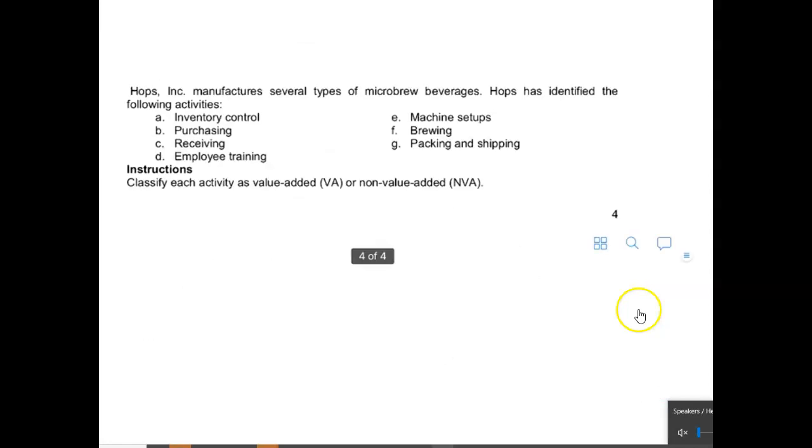Hops Inc. manufactures several types of microbrew beverages. Hops have identified the following activities. Indicate whether they're value-added or non-value-added. Inventory control, that would be non-value-added. Purchasing, non-value-added. Receiving, non-value-added. Training, yes, that would be value-added. Machine setups, non-value-added. Brewing, definitely value-added. Packaging and shipping, value-added.